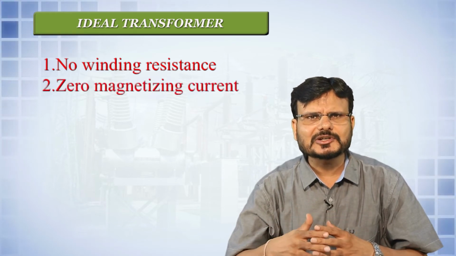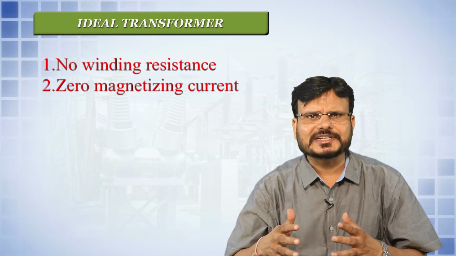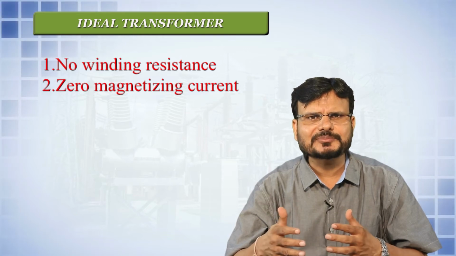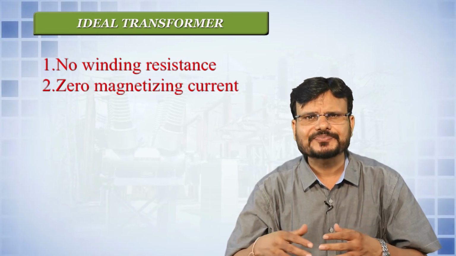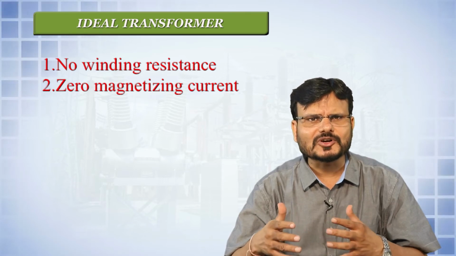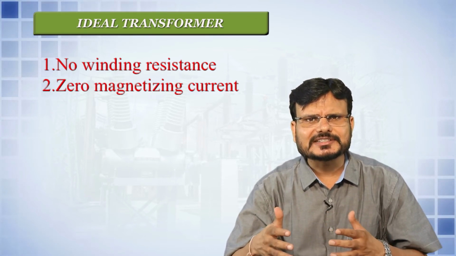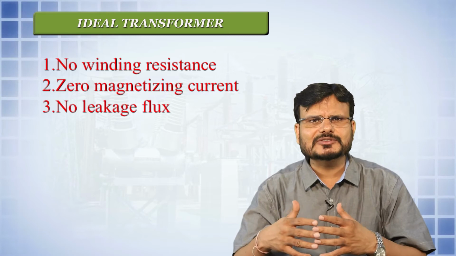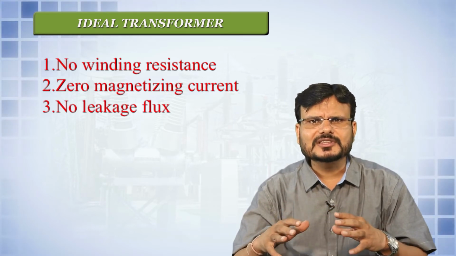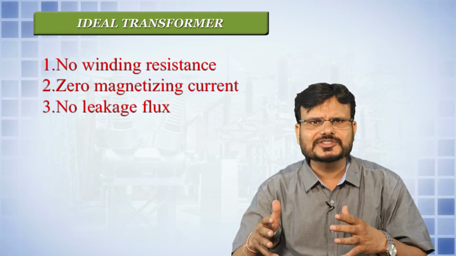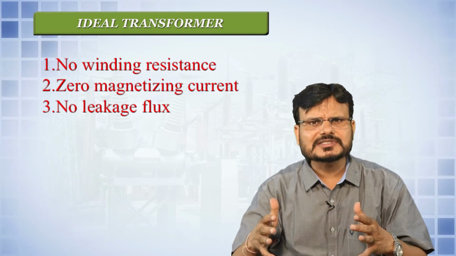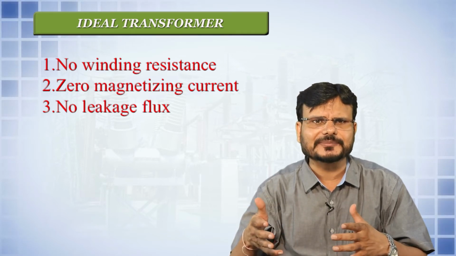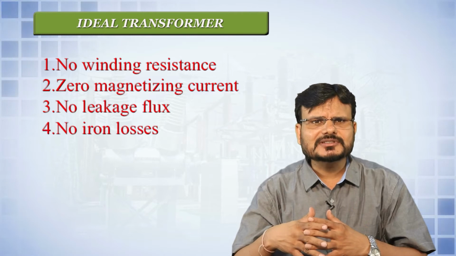The second important characteristic of an ideal transformer is that it has zero magnetizing current. What do you mean by this? The core of an ideal transformer has infinite permeability and zero reluctance. Infinite permeability means what? It means zero magnetizing current is required for magnetizing the core. The third important characteristic of an ideal transformer is that there is no leakage flux. The leakage flux of the transformer is 0. That is, the whole of the flux induced in the core of the transformer links with the primary and secondary windings. The next characteristic is that there are no iron losses.